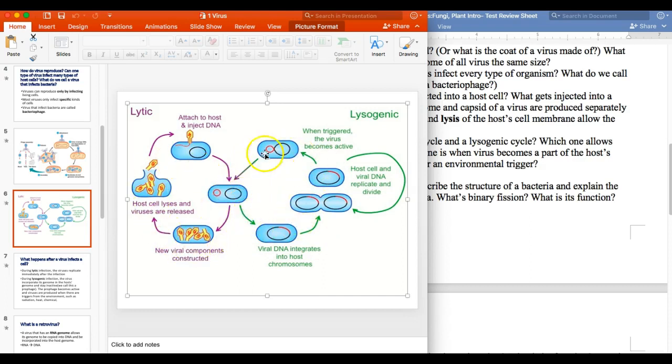So during the lysogenic cycle, the virus is kind of staying dormant. The viral DNA is in your DNA, but it's not doing anything. After a trigger, this viral genome is going to start making copies of the actual virus and go into the lytic cycle and actually cause harm.